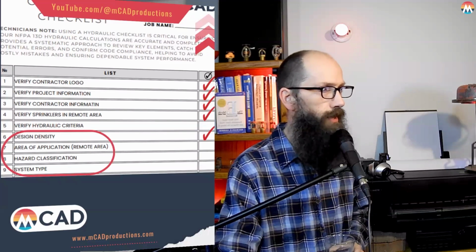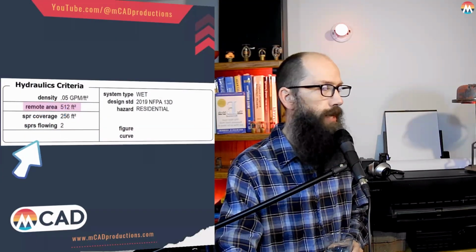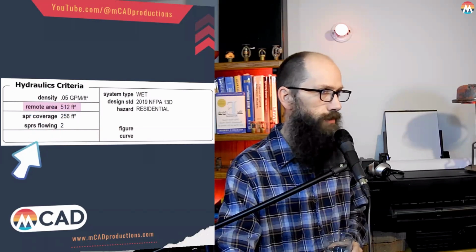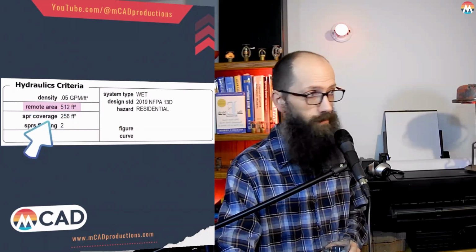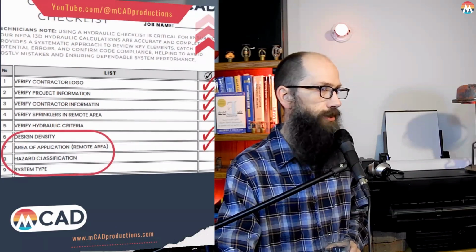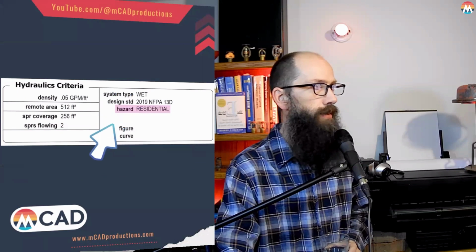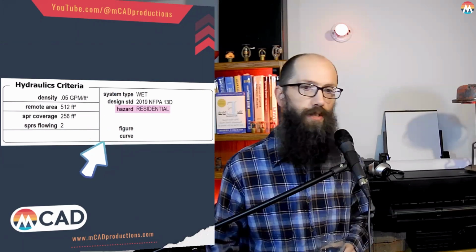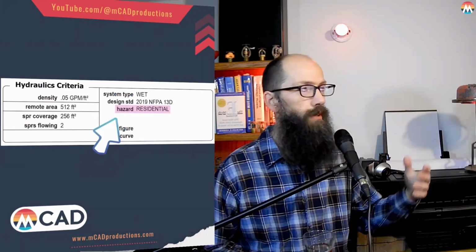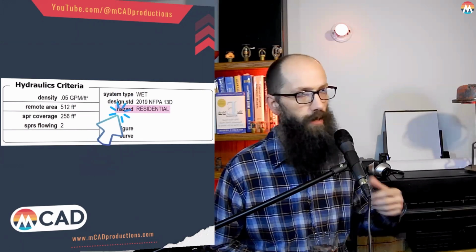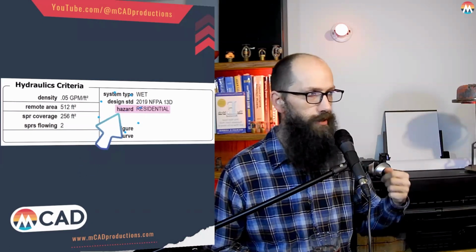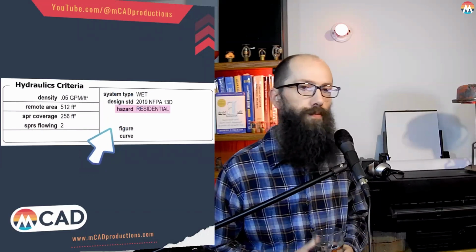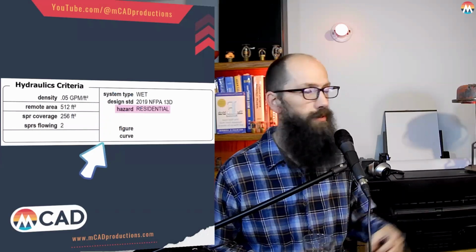Next thing we have is area of application. That would be the remote area, which is 2 sprinklers. The sprinklers are covering 256 square feet, so 2 of those would be 512 square feet. Next, we have our hazard classification, and this is the residential project, so it's just residential. This is more applicable because this is a 13 style report. In NFPA 13 calculations, we have things called light hazard, ordinary hazard, extra hazard. But for 13D and 13R, it's just residential.